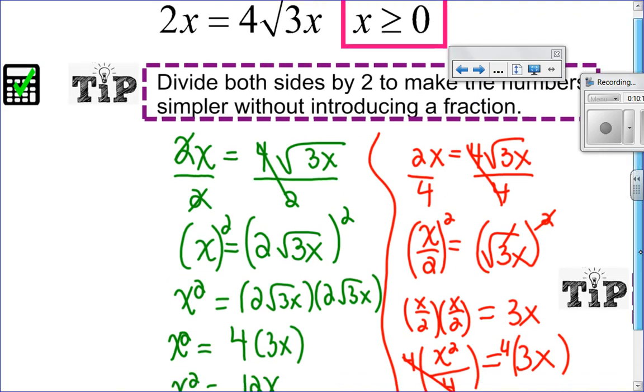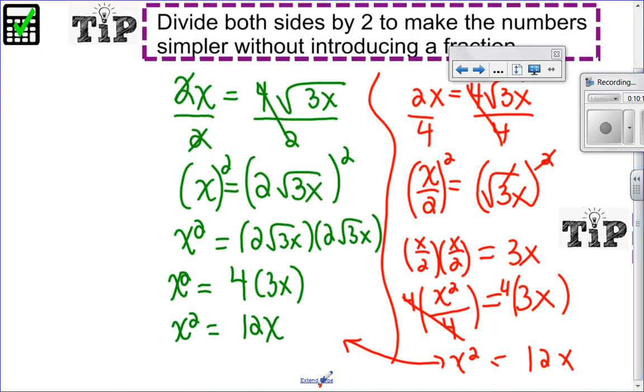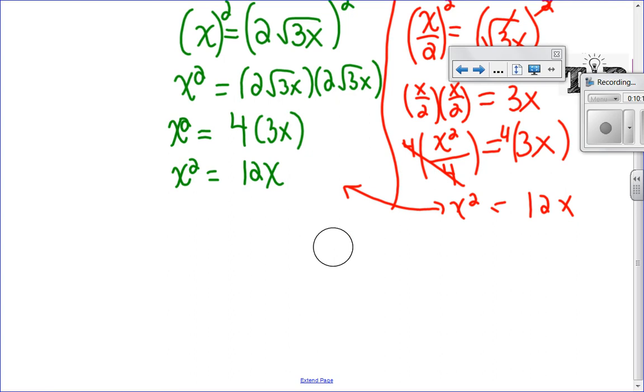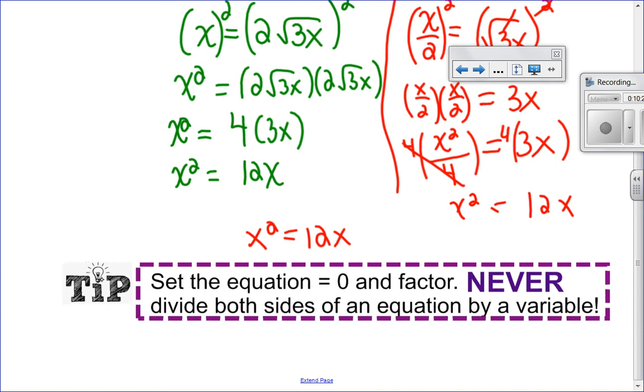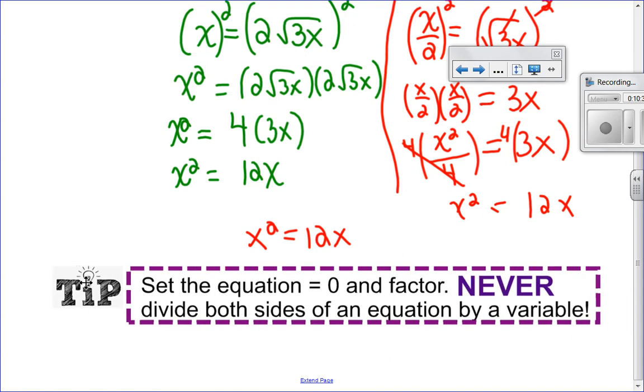I'm just going to make it a little bit bigger for us to see. And let's talk about how I solve either one. Either equation, they're the same. So if I want to solve x squared equals 12x, I have a little tip for you, because I find that there is a temptation here to divide both sides by the variable. So I want to be super clear. You can never divide both sides of an equation by a variable because you throw away one of your solutions.